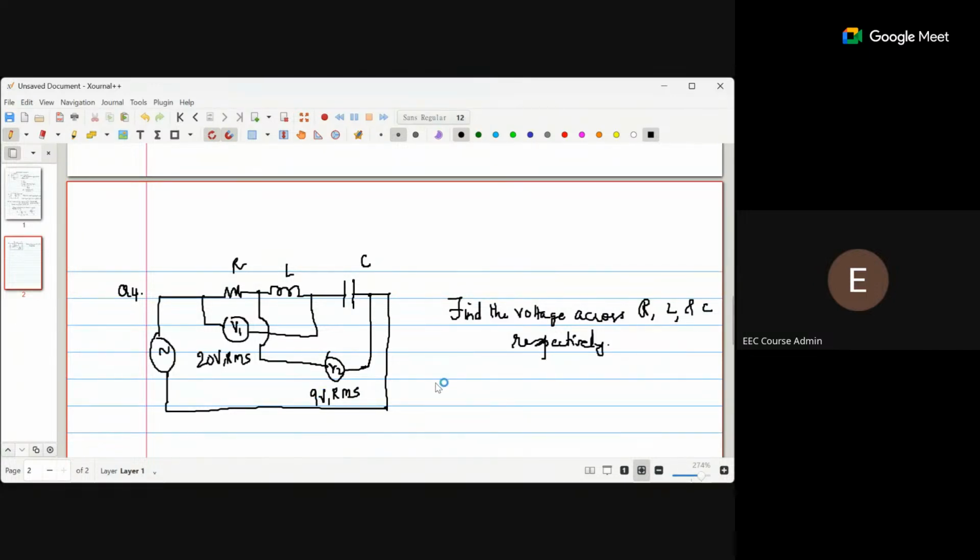Since we know that V1 is the RL voltage, that will be the square root of VR square plus VL square, which is 20.